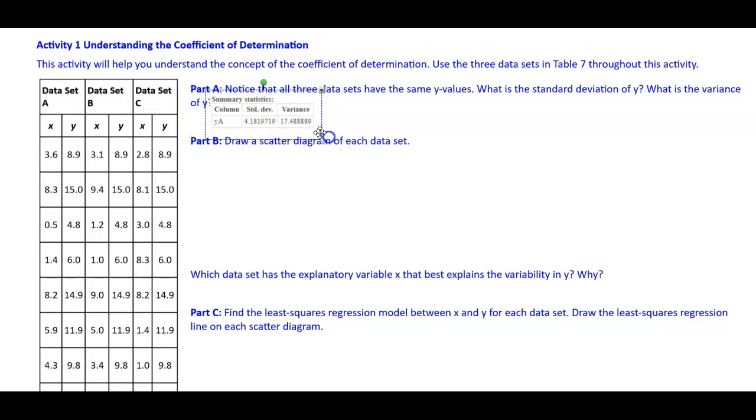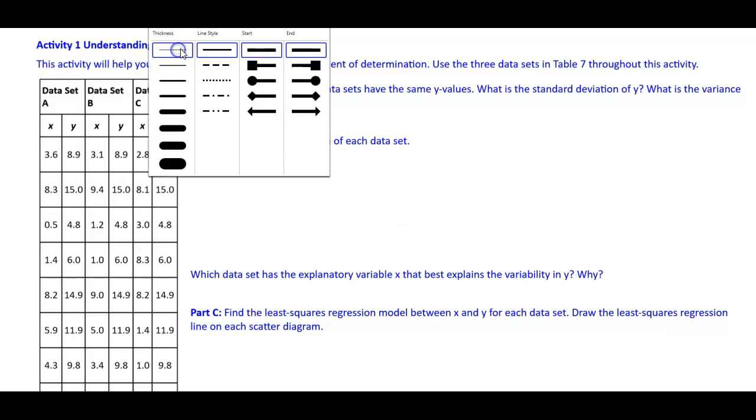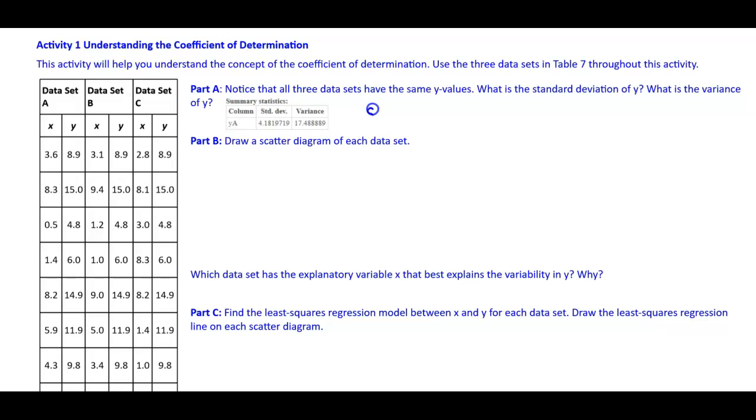Okay, so what do we get for the standard deviation for the y values? Again, I think it's important to make sure that we know how to label this. So we can say that the standard deviation of the y values is 4.1819719. And then what is the sample variance? The sample variance for the y values is equal to 7.488889. So there we have our standard deviation and our variance.